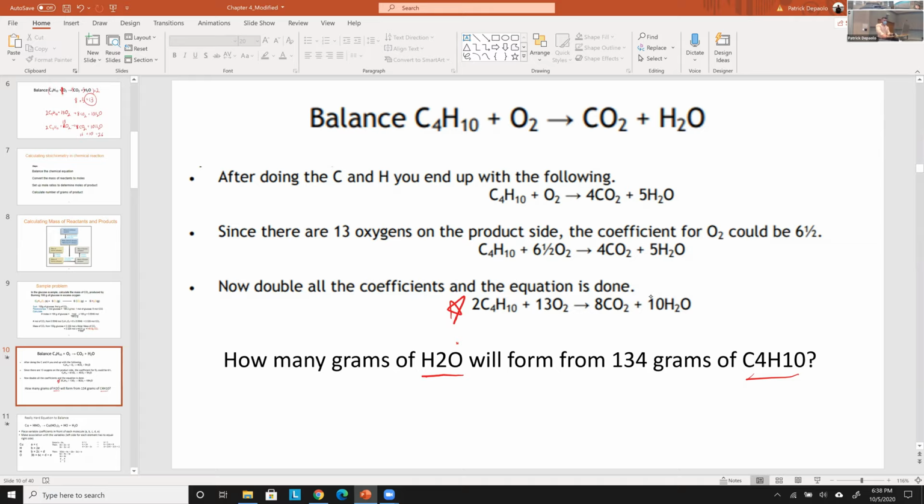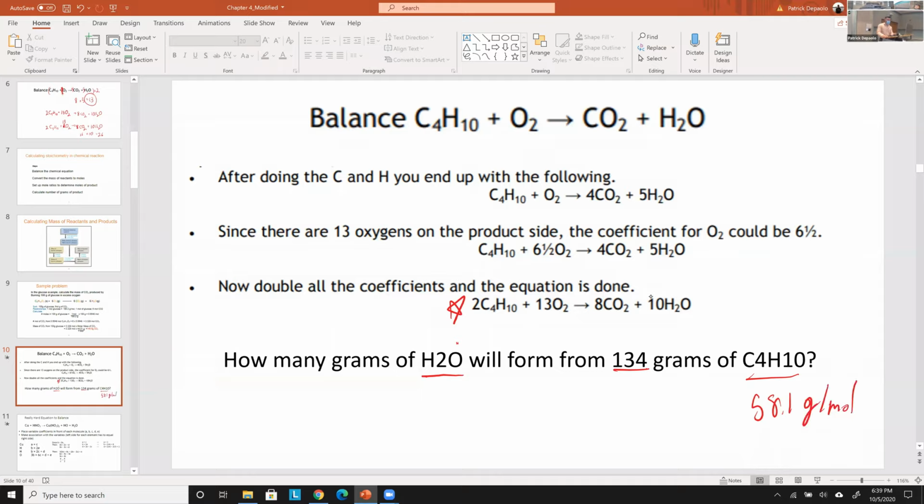Okay, so how many grams of H2O will form with 134 grams of butane? So initially, off the bat, we want to say there's 134 grams of butane. How many moles is it? All right, so the molar mass of butane, C4H10, means we're taking 4 times 12.01 plus 10 times 1.008, and we're getting 58.12. So I'll put 58.1 grams per mole.